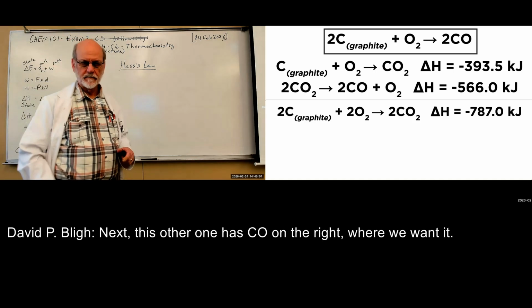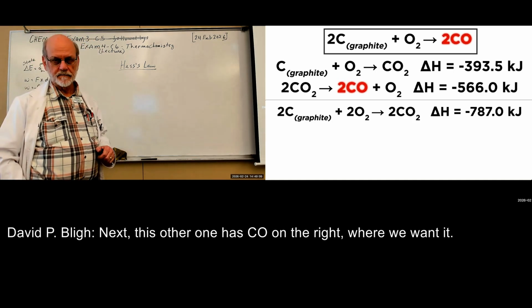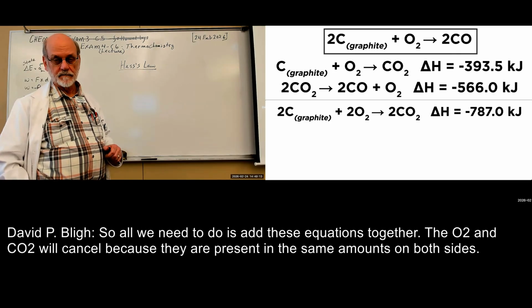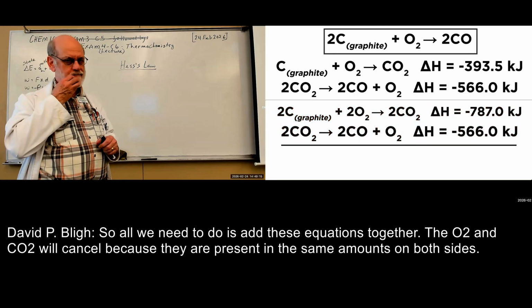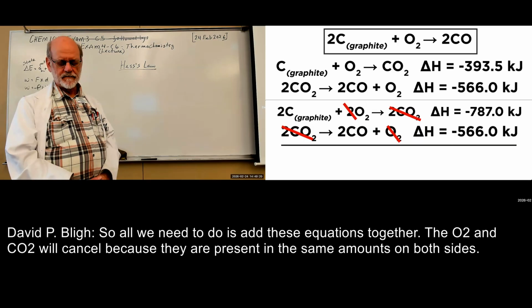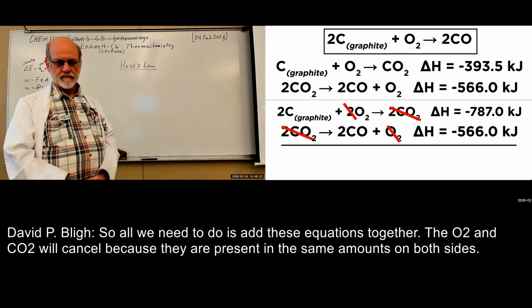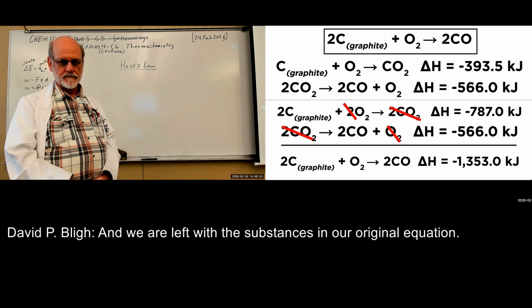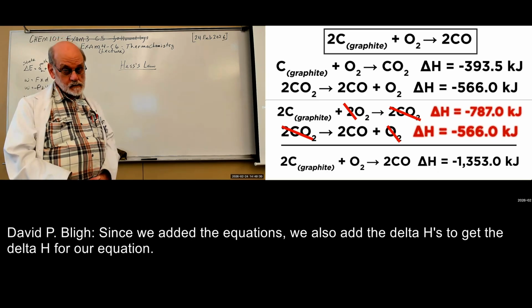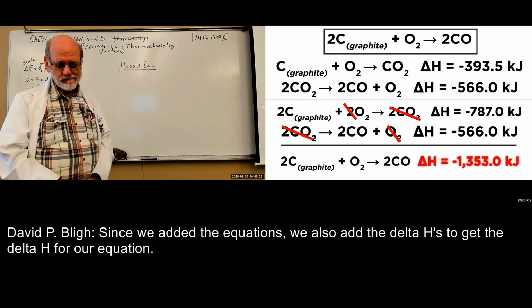Next, this other one has CO on the right, where we want it, and in the right amount. So all we need to do is add these equations together. The O2 and CO2 will cancel because they are present in the same amounts on both sides, and we are left with the substances in our original equation. Since we added the equations, we also add the delta H's to get the delta H for our equation.